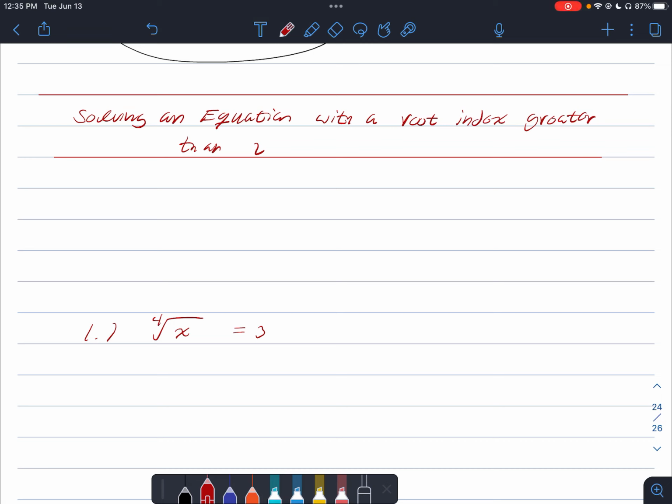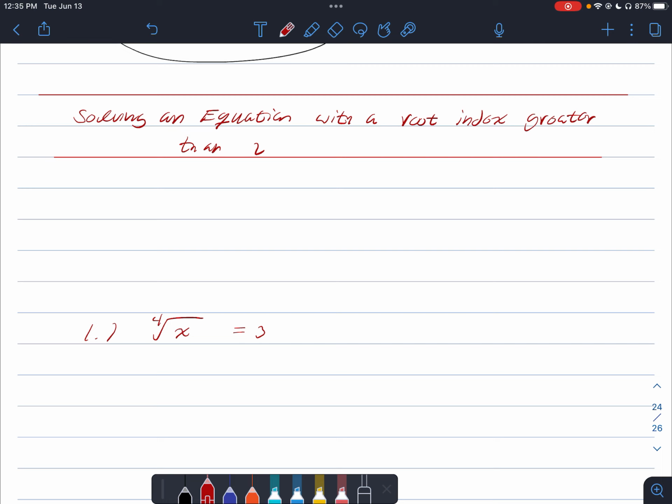So for the last few videos, we've seen examples where we have equations involving square roots. But what about situations where we have the root index greater than 2? So this is where we have the third root or fourth root or fifth root or just the nth root in general of an expression or a number. We want to involve that in an equation. What do we do in those situations?